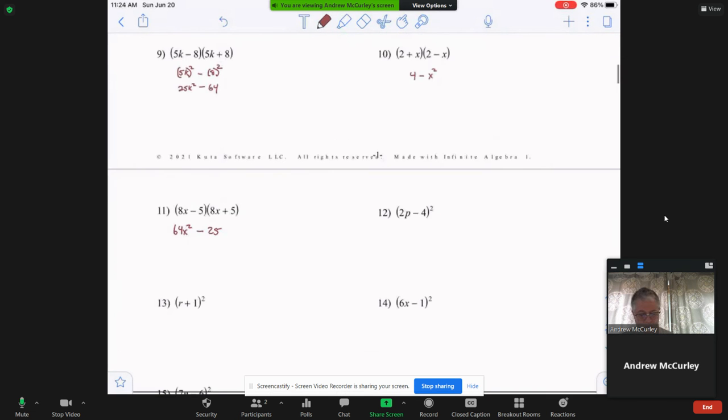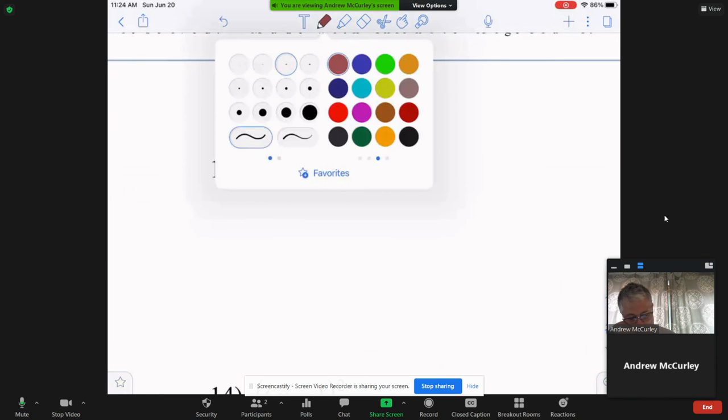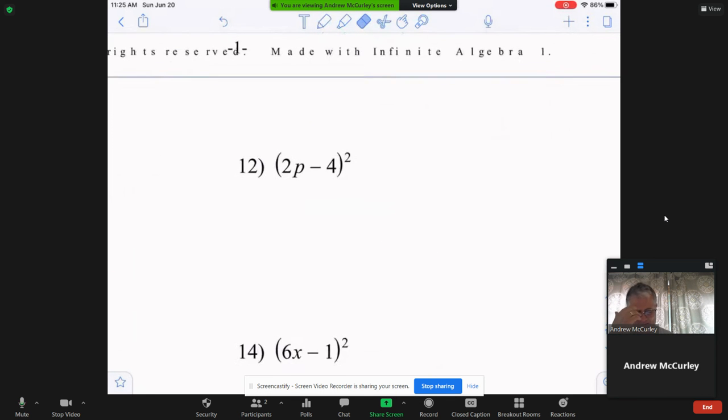Okay, so now let's go on to another one. What if I have a binomial and I'm going to square the quantity of the binomial? I'm going to tell you the most popular bad answer, the one I don't like, is people just say, well, that's just 2p, square that, minus 4, square that. No, that's not how that works. Even if this was a plus, if they turn this to a plus, that is not how this works. It is not the difference of squares pattern.